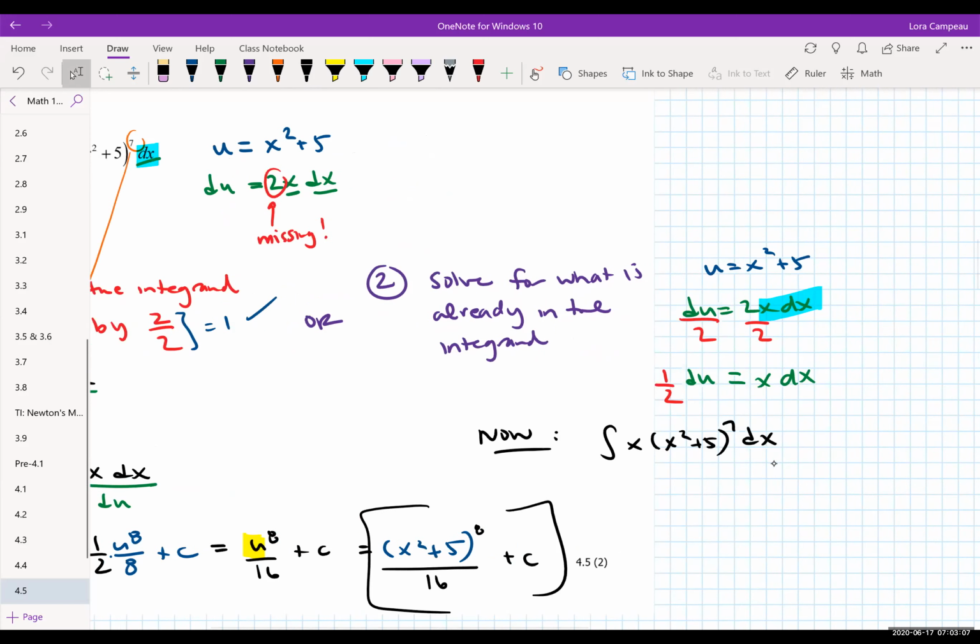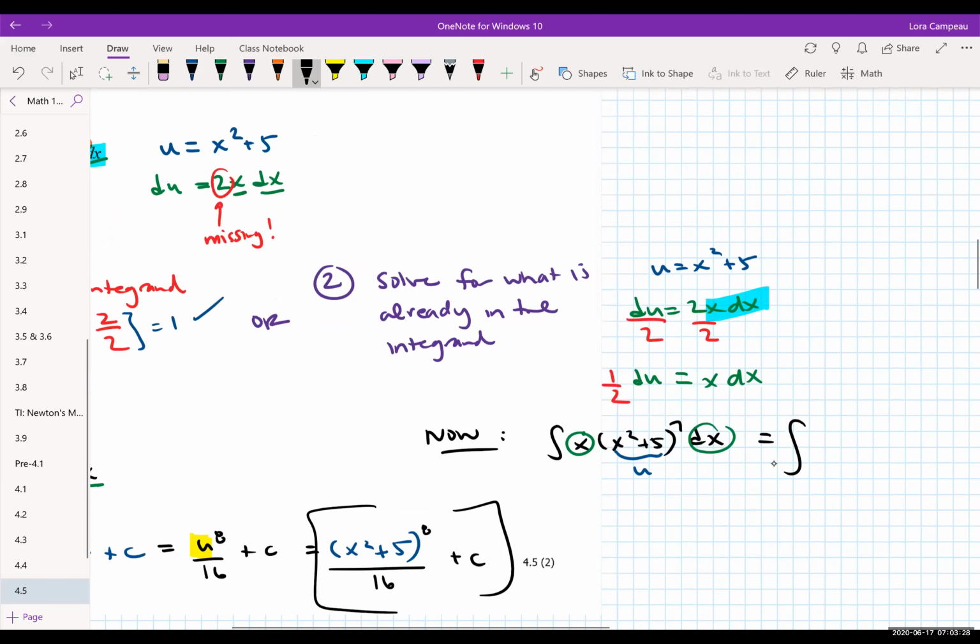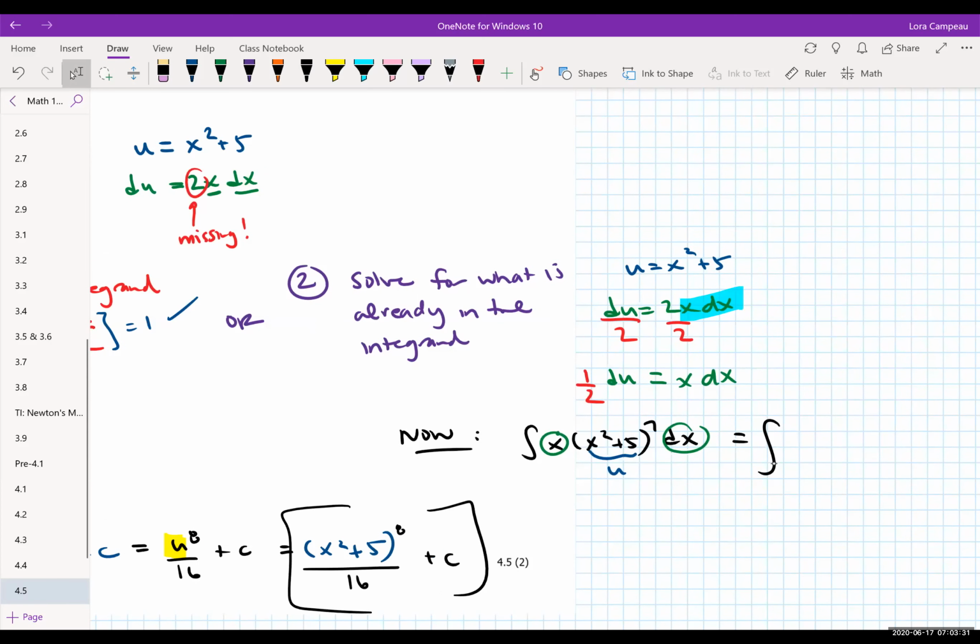So now what we can say is we already have a replacement. So sometimes, if I would have learned this first, I might have gone with it and that would have been a little bit happier for me. I have x dx already. And I know that this part right here is u. So now all you have to do is replace it. You can say, I can replace this all with 1/2.